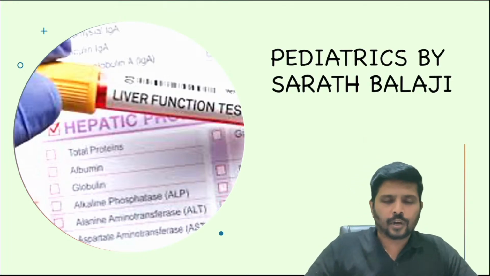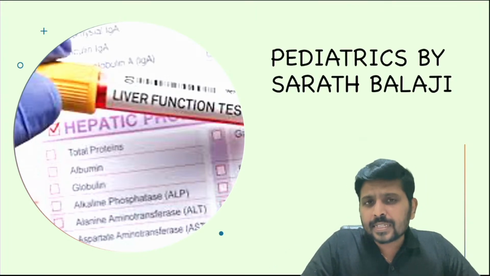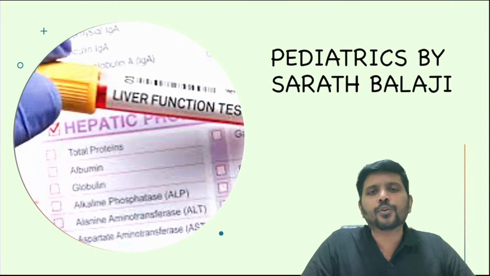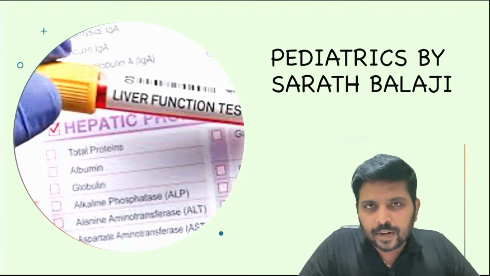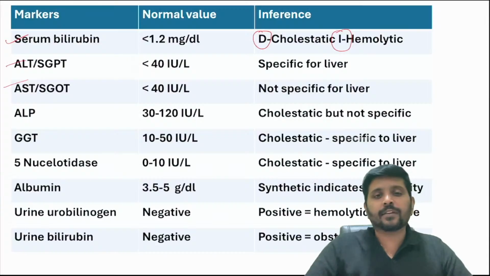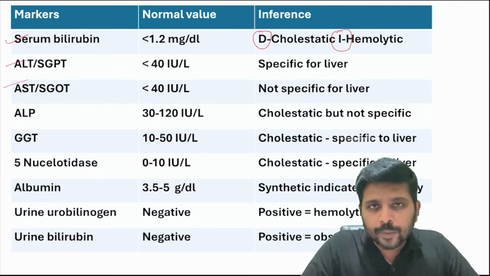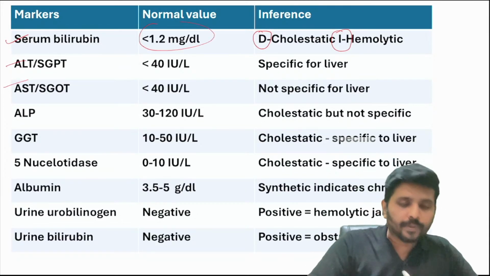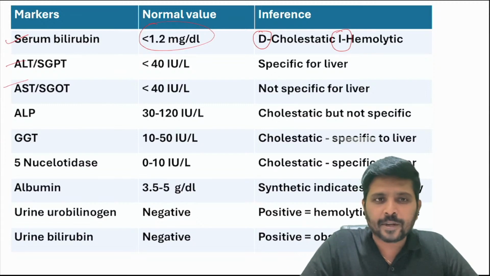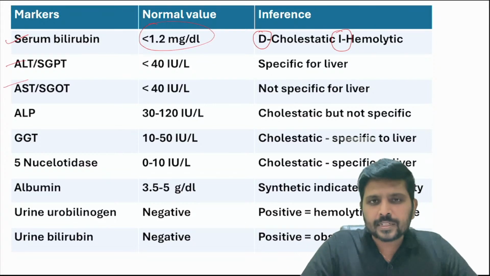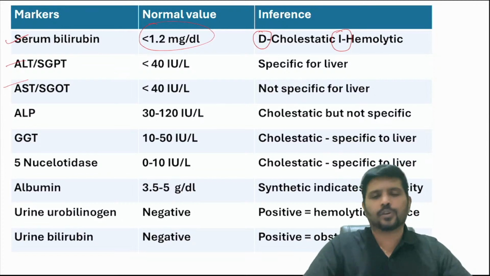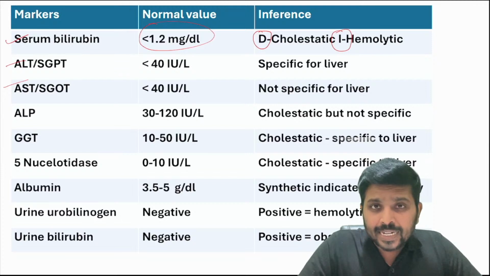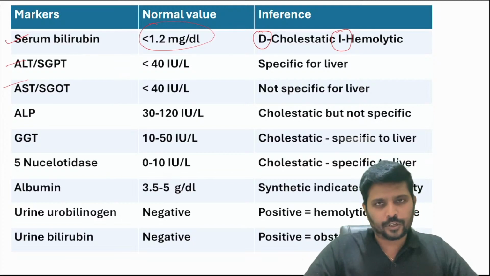Before going to this topic per se, let us discuss what are all the tests that we actually do to find out whether there is any pathology in the liver or not. The first and foremost is serum bilirubin. The normal serum bilirubin is less than 1.2 milligram per deciliter. Bilirubin has two components, direct and indirect. If direct bilirubin is increased, you have obstructive jaundice, and if indirect bilirubin is increased, you have hemolytic jaundice.